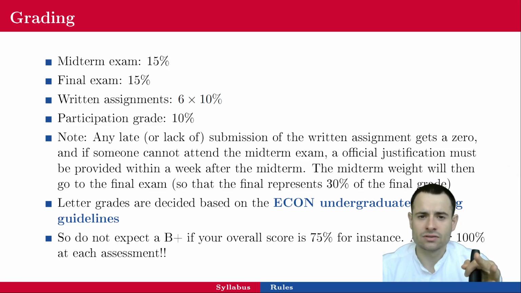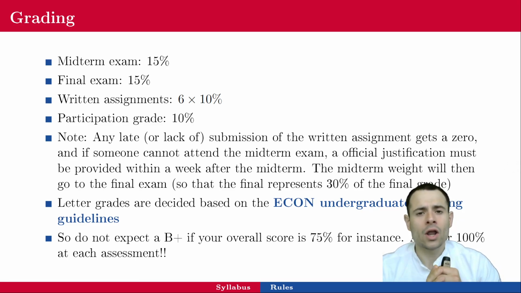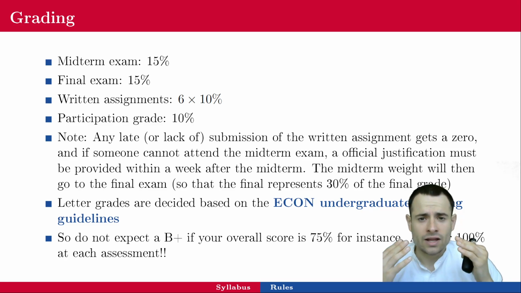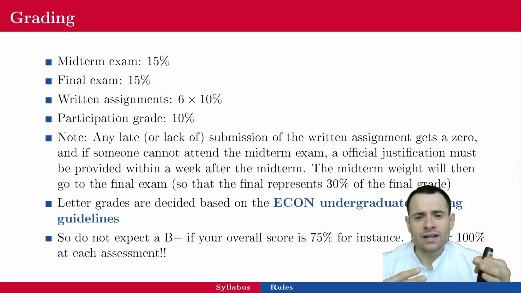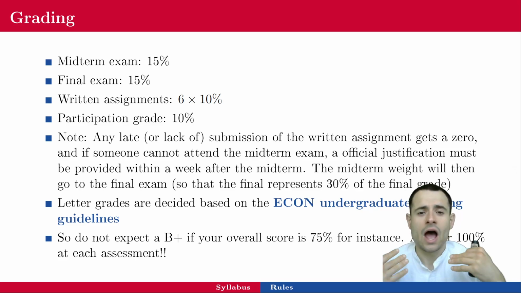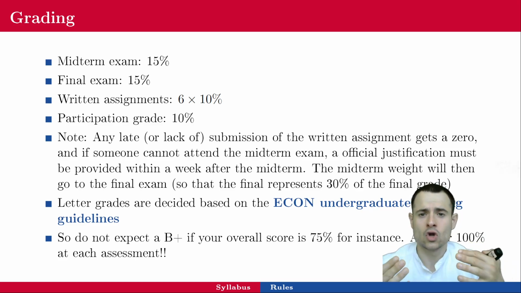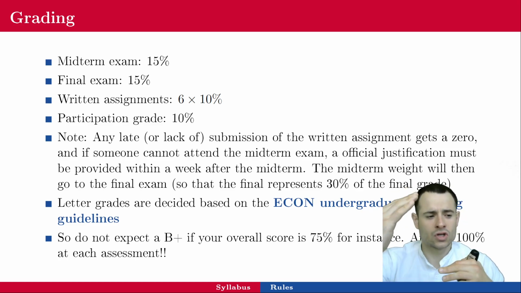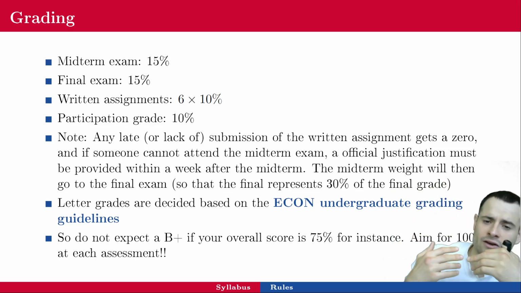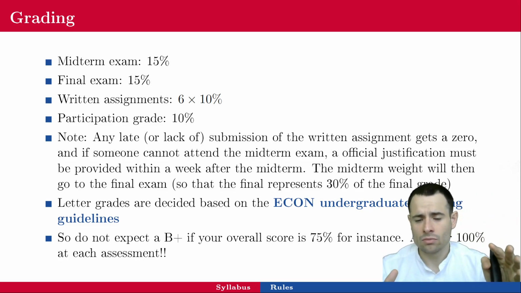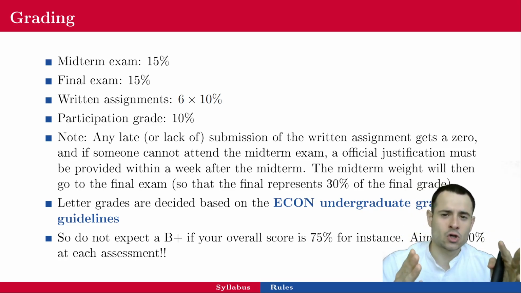75% could correspond to a C- if the rest of the class is just having at least 80% in the course. What that means is you need to aim for 100% at each assessment. There shouldn't be any strategy regarding, oh, if I get 10 at this assignment, how do I get an A in the course? I will not answer this question anyway, because I do not know the answer to it. I only look at the distribution at the very end. First, we just gather all the grades between assignments, midterm, final, and participation. So, aim for 100% at each assessment. That's the only way to make sure you're going to do well in the course.